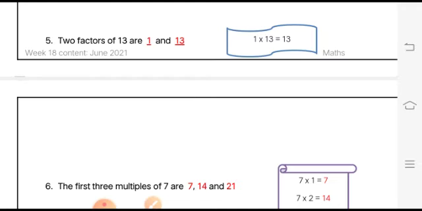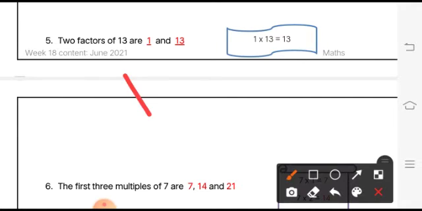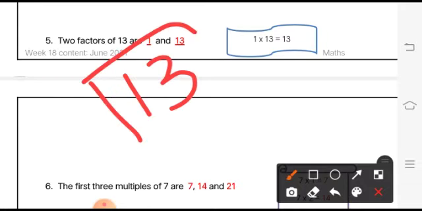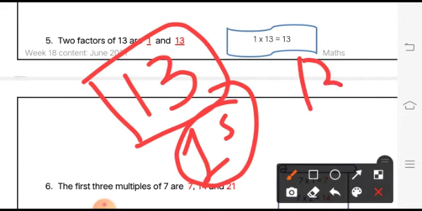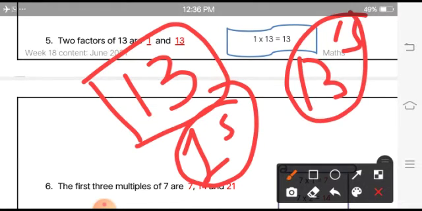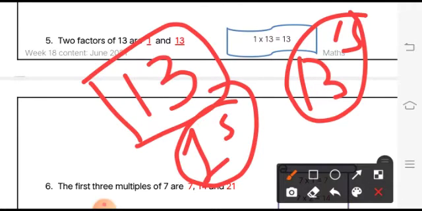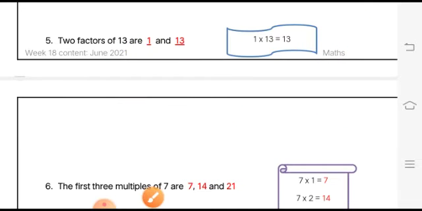Question number 5 is 2 factors of 13 are dash and dash. You must have observed that 1, 3, 13. It exists only in 2 tables, that is in 1's table and 13's table. There are certain numbers which do not exist in any other table. They exist only in the table of 1 and the table of itself. And such numbers are called prime numbers. 13 is among them. 13 is a prime number and it has only 2 factors, that is 1 and the number itself, that is 13. So 1 and 13 are the answer for question 5.